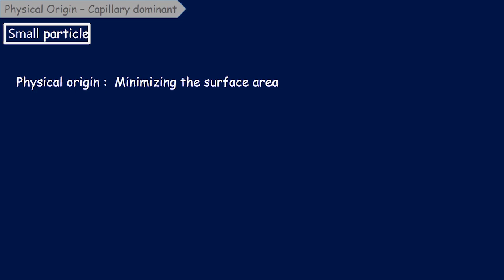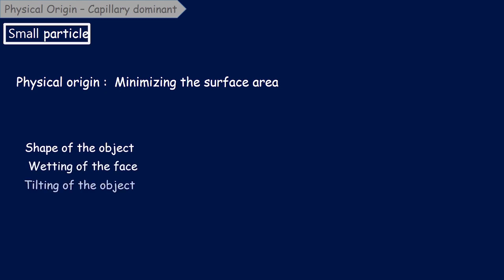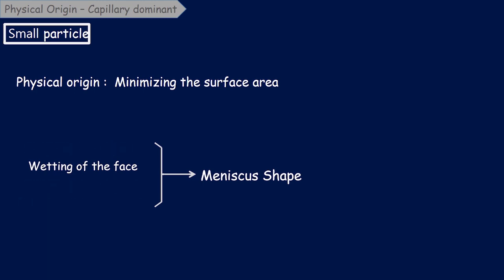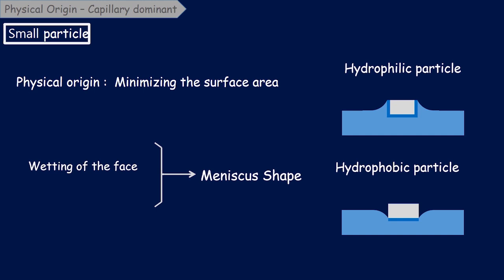Before minimizing the surface area, we need to know which properties of the particle determine the meniscus shape. There are many factors such as shapes of the objects, wetting of the faces, tilting of the objects, and interfacial free energies. All of them influence the shape of the menisci in this region. To make the discussion simpler, let's set every other factor the same for two particles, except the wetting of the faces. Blue color represents the hydrophilic faces, and white color means hydrophobic.